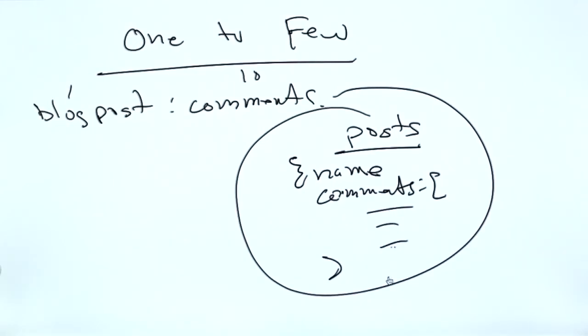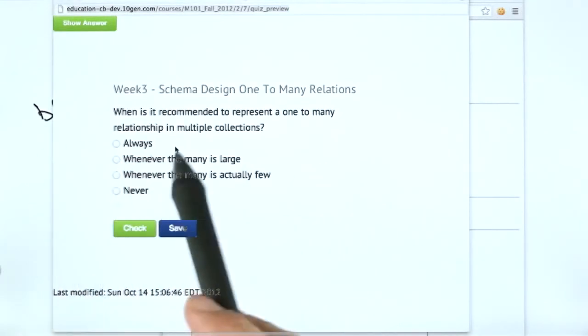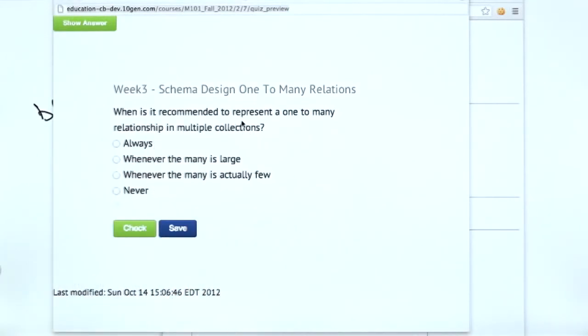All right, it's time for a quiz. When is it recommended to represent a one-to-many relationship in multiple collections? The answers are: always, whenever the many is large, whenever the many is actually few, or never? What's the answer?